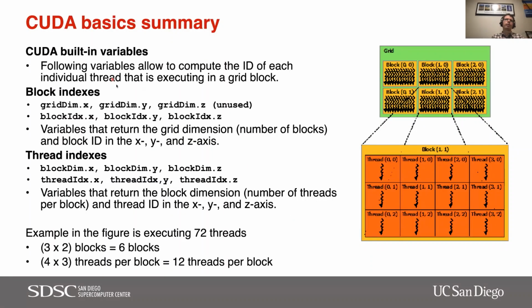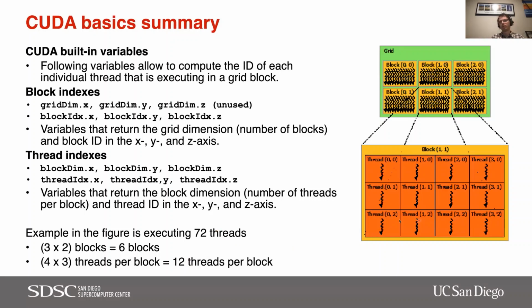We have the built-in variables that I talked about for the grid dimension, block dimension, block index, and the thread index in the block. This example, which looks sort of like crappy graphics, is actually taken out of an old CUDA language guide. It would be 6 blocks, 3 times 2, so two-dimensional, and 4 times 3 threads per block, so a total of 72 threads.